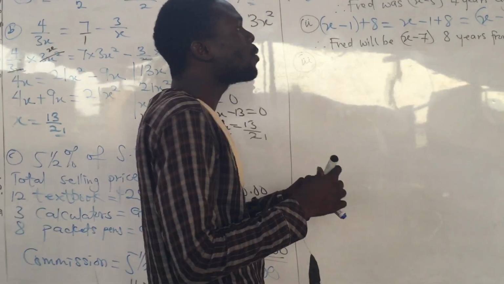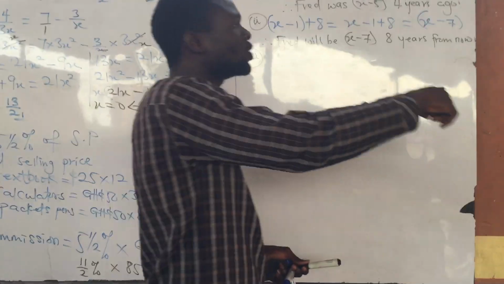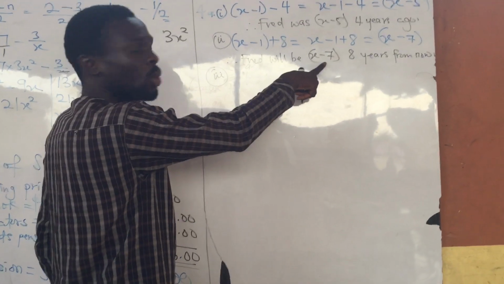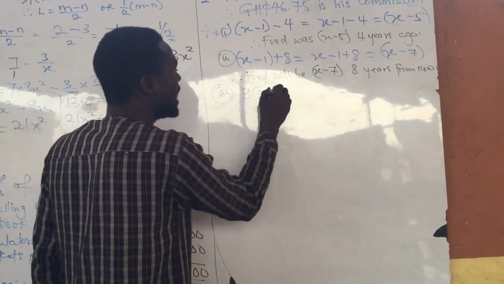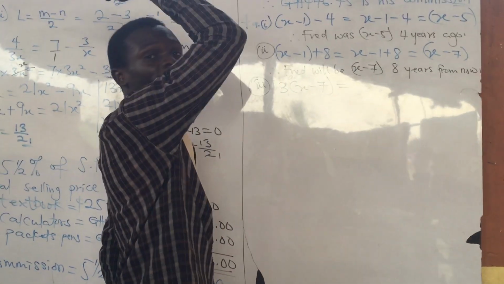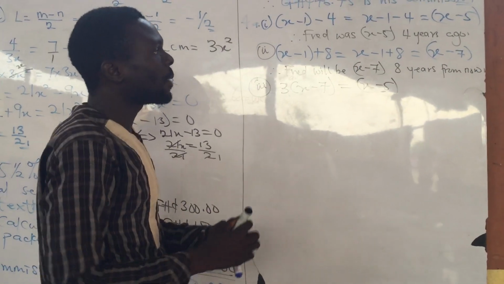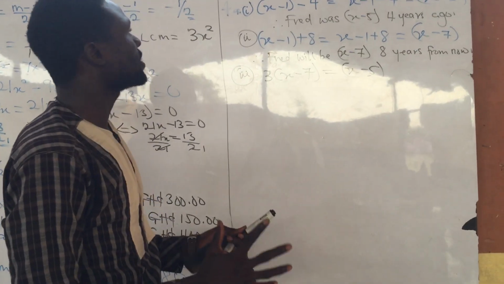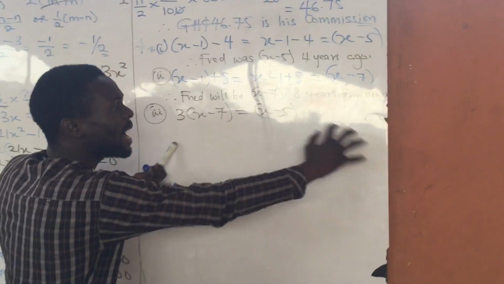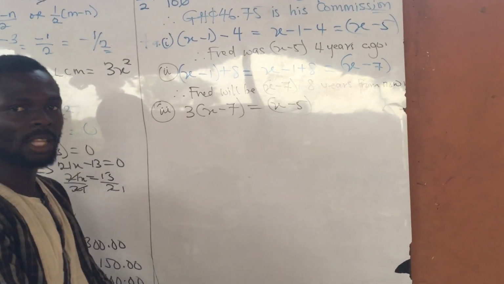So to get the equation, we are going to multiply his 8 years ahead age by 3 and equate it to the 4 years ago age. So we are going to say 3 times the 8 years from now and equate it to the 4 years ago, which is X minus 5. We apologize for how we've compressed it because of space; we have to do it like this. Then you expand to solve for x to know Fred's age now.